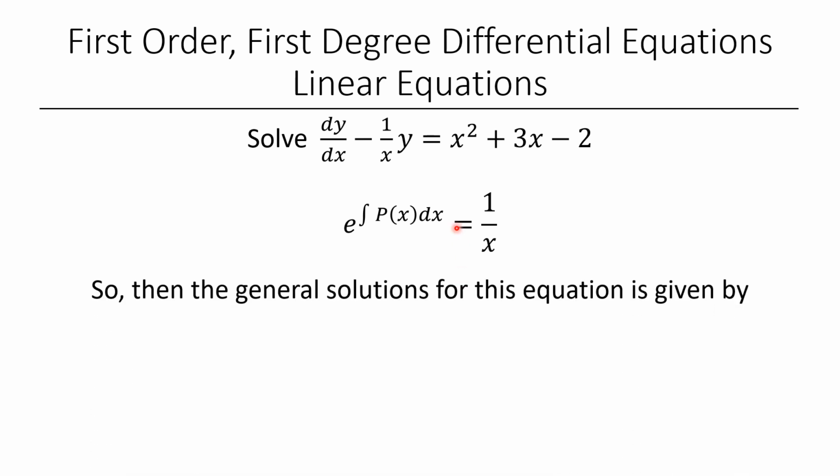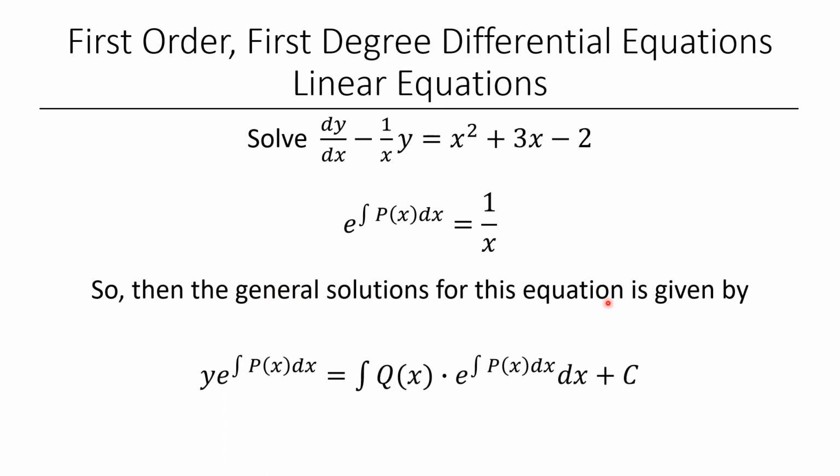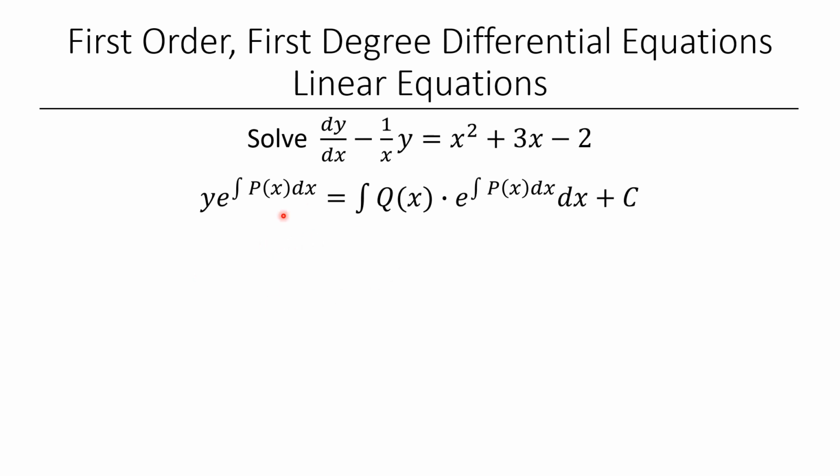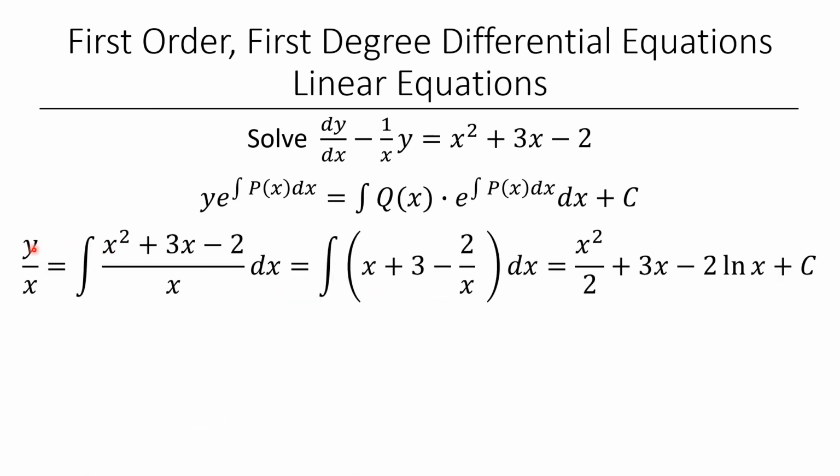So now we can use this integrating factor to apply it to the general solution for this type of equation. And we recall that when we do that, the general solution is going to be y times our integrating factor equal to q(x), which, remember, is the right-hand side of the equation, times our integrating factor, again, integrated with respect to x, plus some arbitrary constant c.